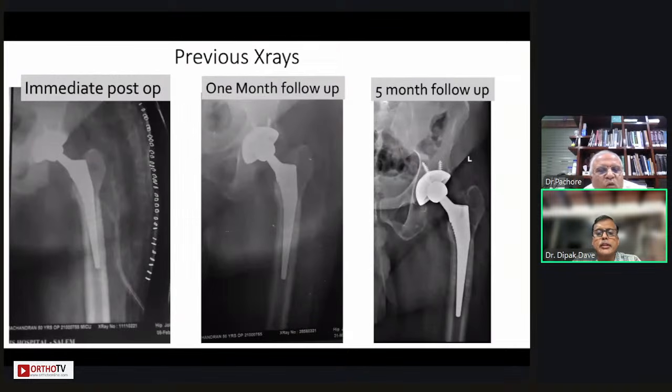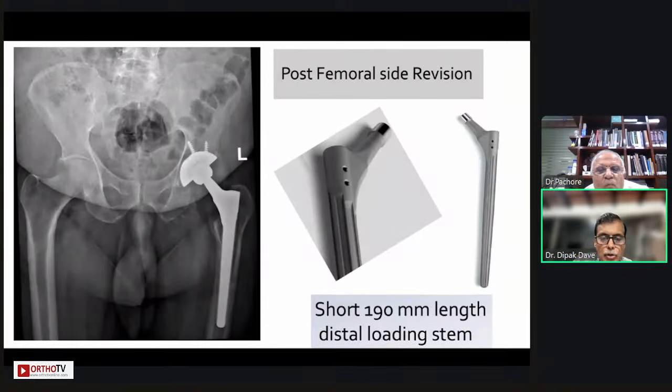You always look at the previous X-rays and see whether the implant is sinking inside. So here I have removed that implant. It's a type 1 bone loss. I have used the shortest available length of a distal loading titanium stem. That is the 190. This is the left side.